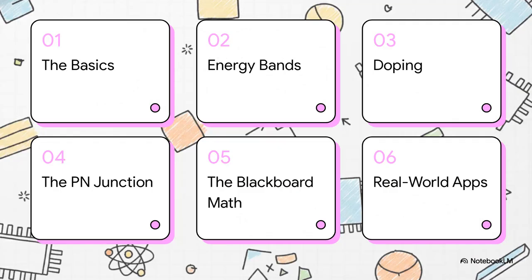So here's our lesson plan for today. First, the basics. Then, energy bands and toll gates. 3. Doping. Meet the characters. 4. The magical PN junction. 5. The blackboard math. And finally, real-world applications.